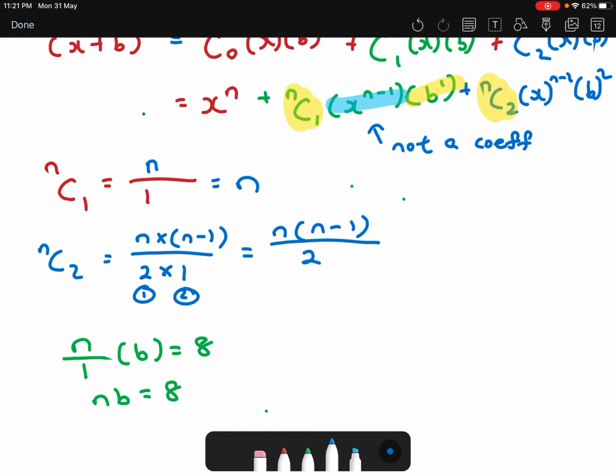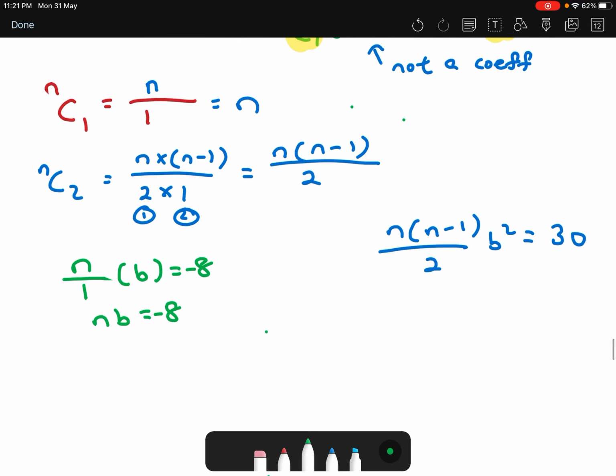Now we move on to the second, n choose 2. For n choose 2, we also do not need to care about the x term because it is not the coefficient. We just care about n choose 2 and b square. So n choose 2 is n times n minus 1 over 2, multiplied by b square, to give us 30. So for the first, nb is negative 8. This will be equation 1, and this will be equation number 2.